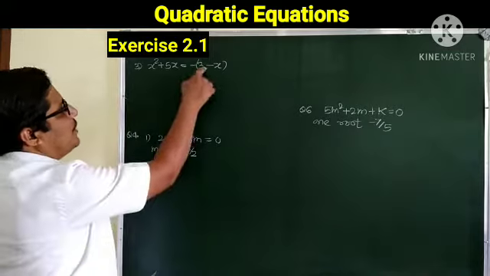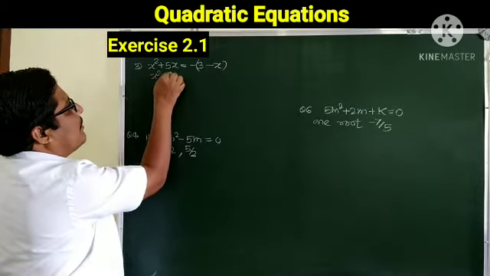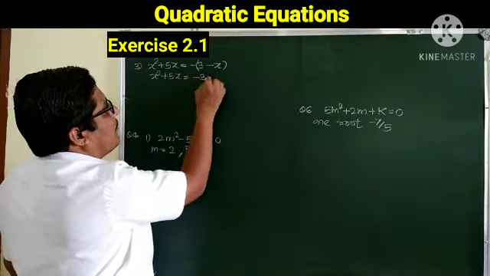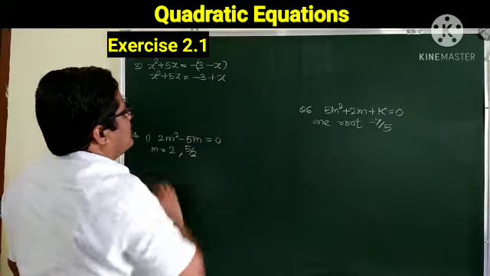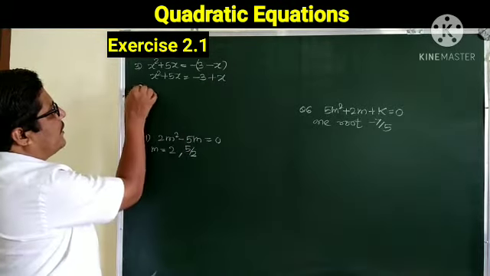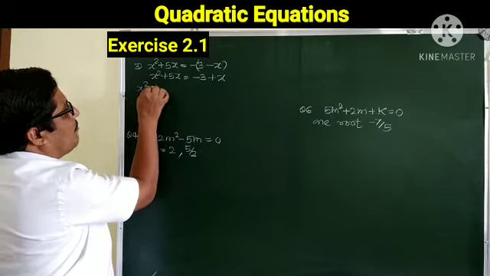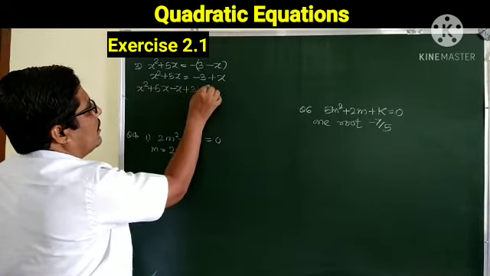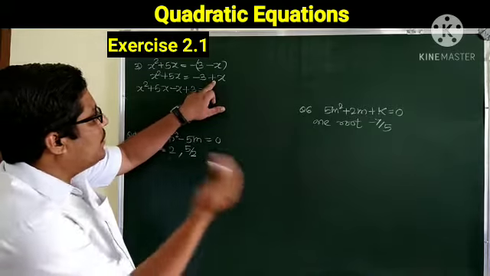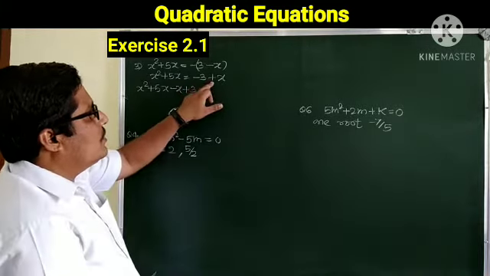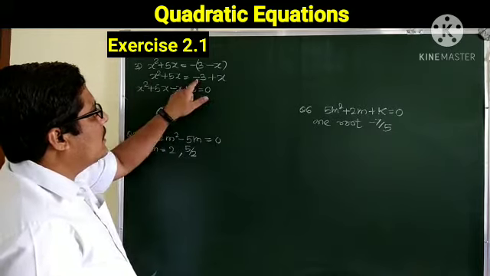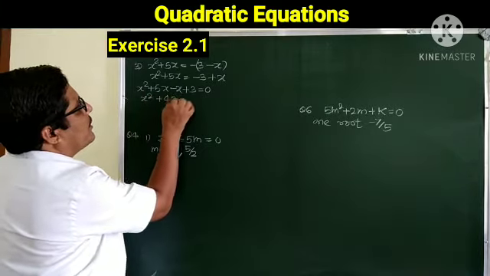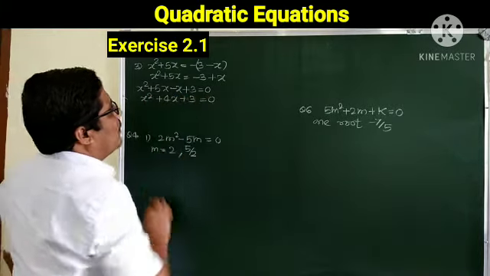Here first of all we have to open this bracket. So x square plus 5x is equal to minus 3 minus x. Now take all the terms on the left hand side. It will become x square plus 5x plus x plus 3 is equal to 0. When we take the terms from the right side to the left side, their sign changes: if plus then minus, if minus then plus. So x square plus 4x plus 3 is equal to 0.